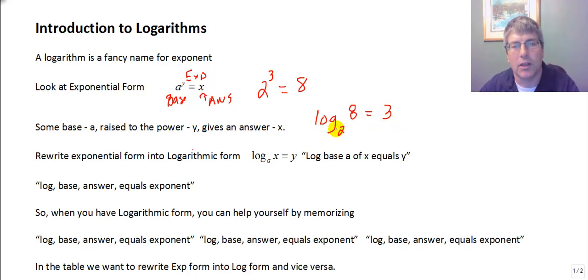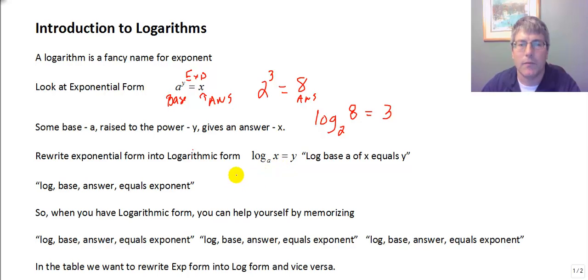So if we look at logarithmic form, log base 2 of 8 equals 3, we can convert back into exponential form in our head. Log base answer equals exponent. Okay? And you may want to memorize that. Log base answer equals exponent is what you would do to convert logarithmic form into exponential form. Log base 2 of 8 equals 3. So log base answer, here's my answer, equals exponent.